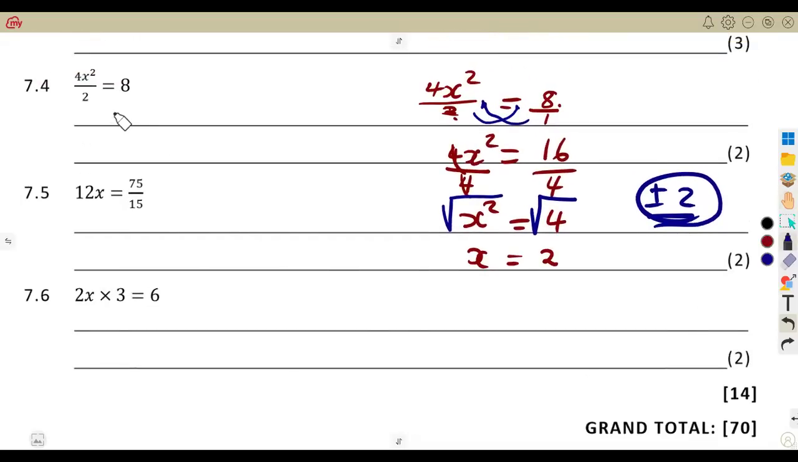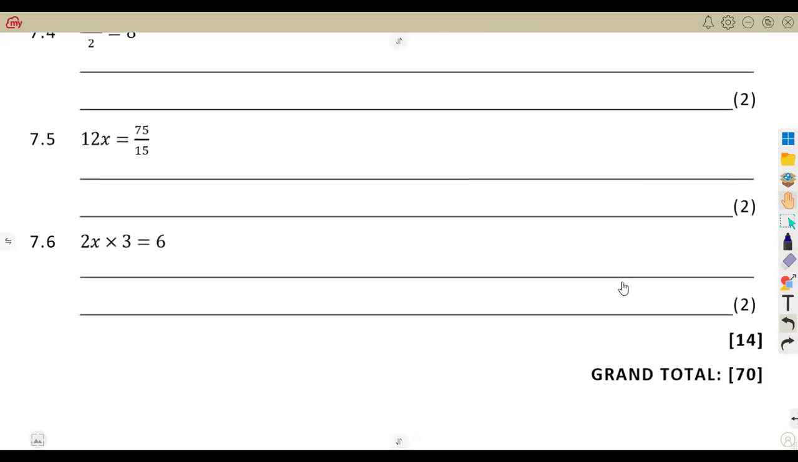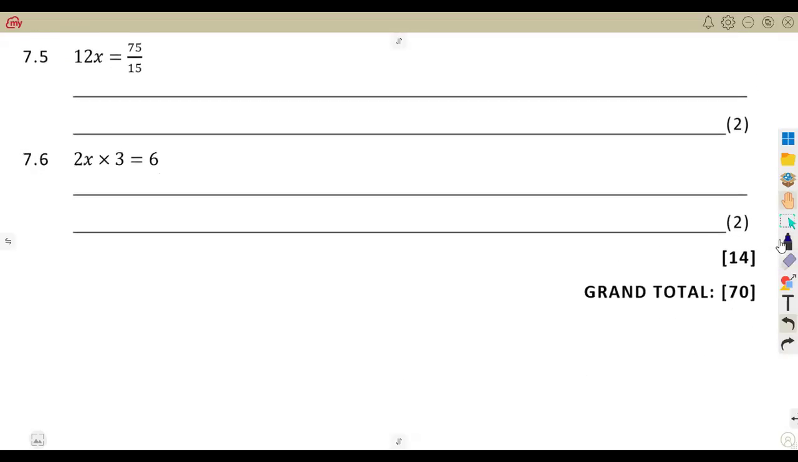So even if you divided first, you can divide the 2 into 4 here, which is 2. So you've got 2x squared, which is equal to 8. You again divide by 2 here. So x squared is equal to 4. As you can see, you're going to have the same stage. Then you introduce the square root to determine the values or the value of x.